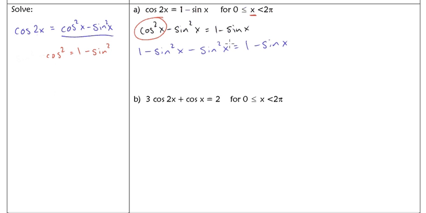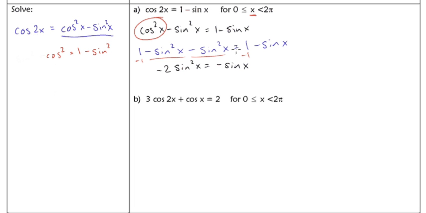All right, let's subtract 1 from each side and combine our like terms. So hopefully this doesn't go too fast right here. We're going to have negative 2 sine squared of x equals negative sine of x. So all we did was subtract 1 from each side and combine our like terms right here.